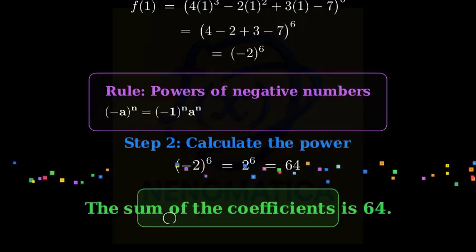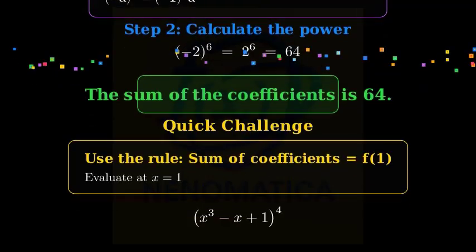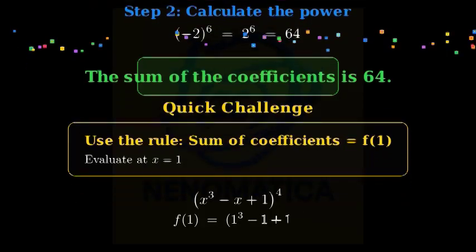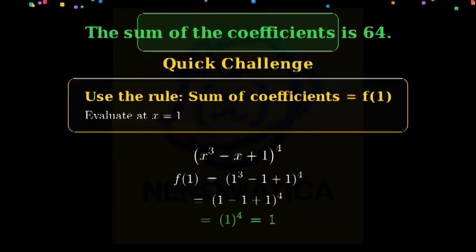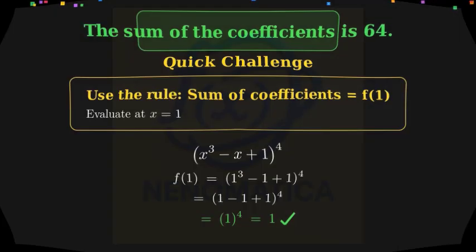Quick challenge. Using the same rule, find the sum of coefficients of the expression (x cubed minus x plus 1) to the fourth power. Pause the video and try it. Now, we evaluate at x equals 1. 1 minus 1 plus 1 equals 1, and 1 to the fourth equals 1. So the sum of the coefficients is 1.